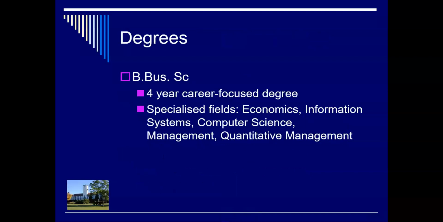Let's first of all have a look at the degrees that are on offer and get a better understanding of them before we dive into deciding what courses you might select. The first of which is the Bachelor of Business Science. This is a 4-year career-focused degree that has an emphasis on mathematics and quantitative reasoning. There are 5 fields of specialization: economics, information systems, computer science, management, or quantitative management.